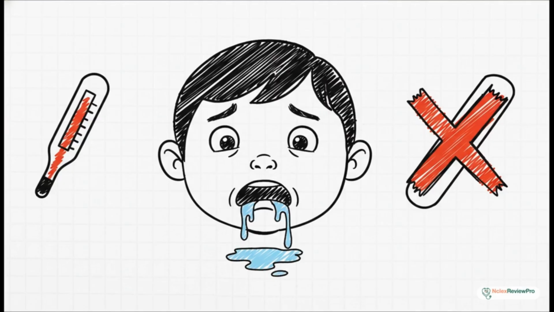And here is the most critical warning for any medical detective out there. Do not, under any circumstances, try to look in their throat with a tongue blade. That can cause a spasm that shuts the airway completely.